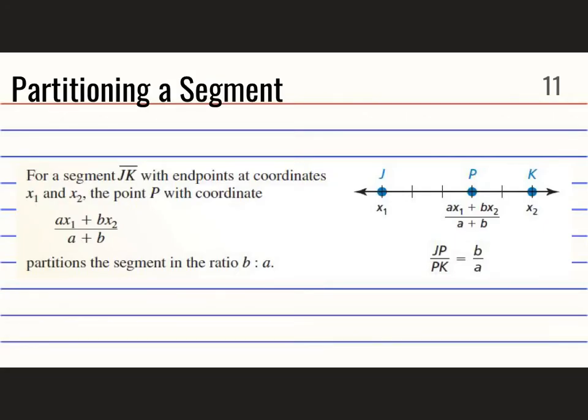Last card for this lesson, how to partition a segment. So for a segment JK with endpoints at x1 and x2, the point P partitions the segment with the ratio of B to A. And in order to find that point P, we're going to do A times x1 plus B times x2 over A plus B. So basically, you are finding a portion of the line.